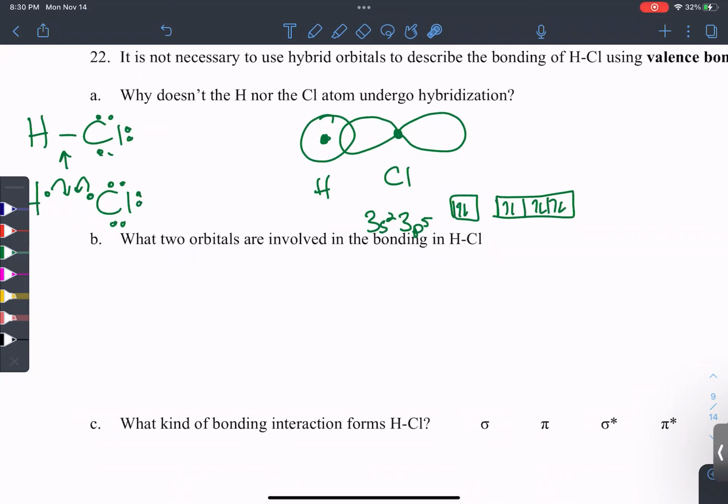It's right in front of you right here. All you have to do is locate the sigma interaction. It's right here, right? It's the overlap between those two orbitals. So all you have to do is name the two orbitals that are overlapping. That's it. This is the sigma interaction. All sigma and pi interactions are made up of two orbitals overlapping. So let's name those orbitals. Where is the unpaired electron on hydrogen? It's a hydrogen 1s.